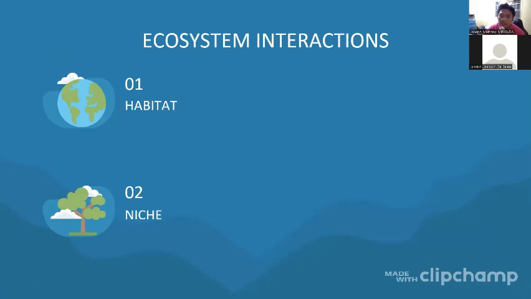One, habitat. Habitat is a place where living things live, typically a shelter. Isa raw siyang tirahan. Number two, niche. Niche is the role of the living things in the environment. It has three parts: finding food, shelter, and mate. So maghahanap ka raw ng pagkain, tirahan, at mga kasama.